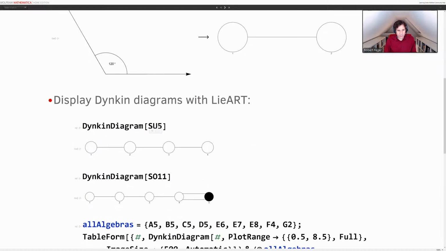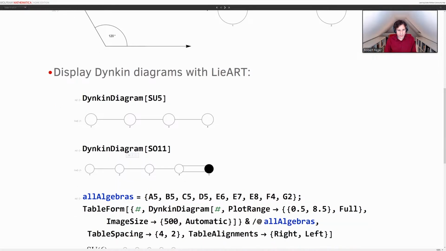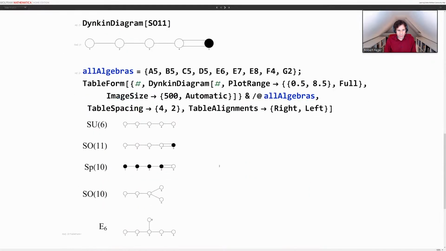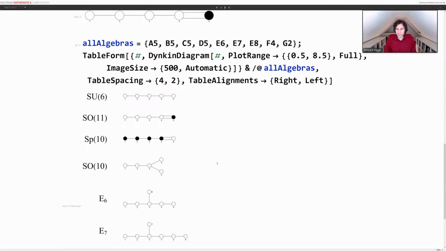This is the Dynkin diagram for SU5. So this is A4, which means it has a rank 4, and it has four dots that are all connected by one line. Then we have a Dynkin diagram for SO11, and here you have a root which is longer, so it's a filled dot, and you have a different angle between the fourth and the fifth root, which is 135 degrees.